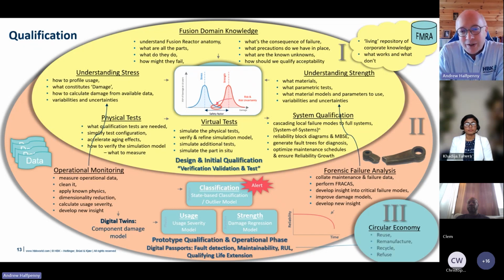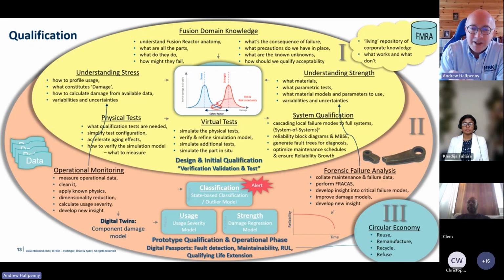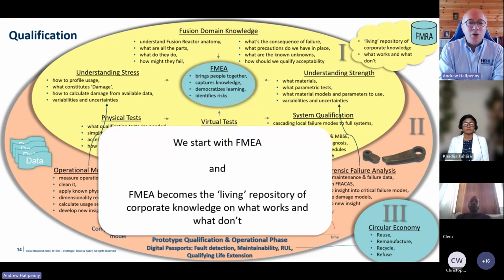Of course, we have to also consider, what do we do at the end? So this is where we get the reuse, remanufacture, recycle before we consider refuse. So really important if we've got nuclear irradiated components, for example, especially from a fission reactor, we don't want to be burying them easily. Reuse, remanufacture, recycle can come before that. So it all starts with FMEA, and FMEA is the start of this living repository of corporate knowledge and what works and what doesn't.